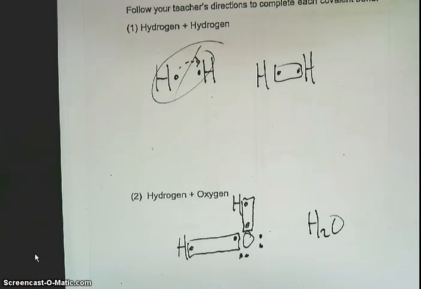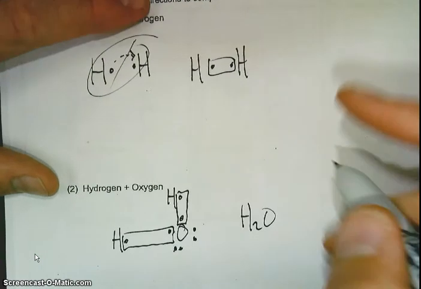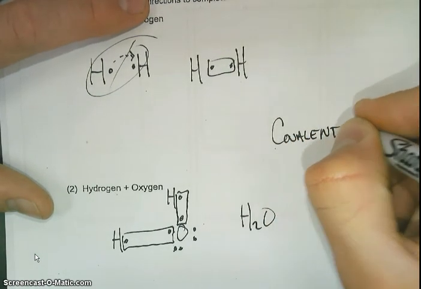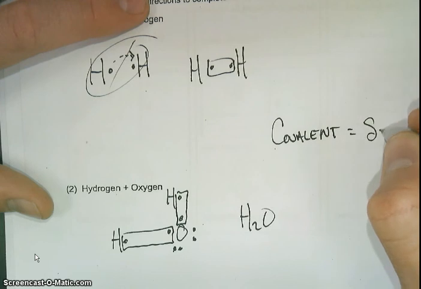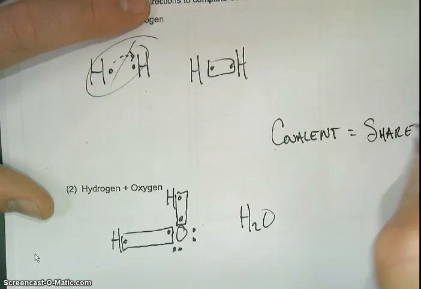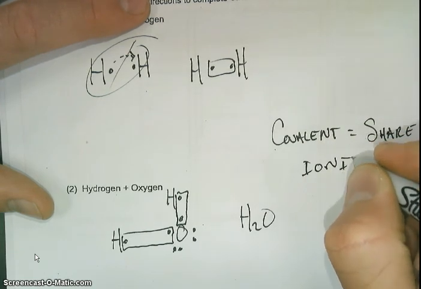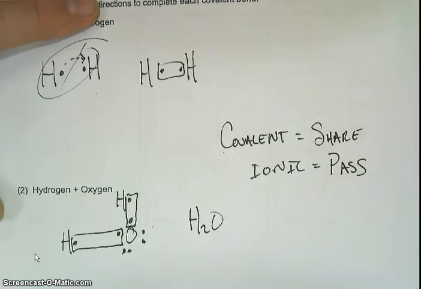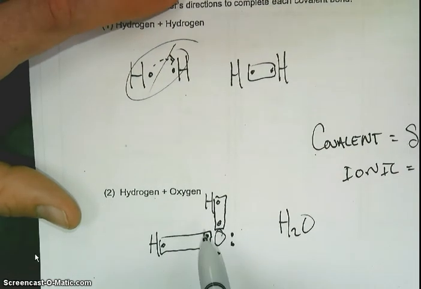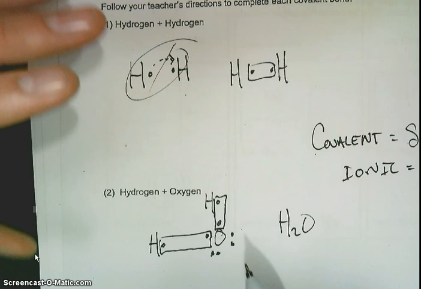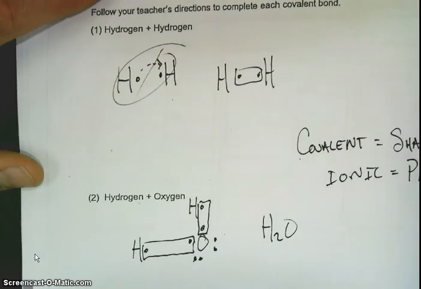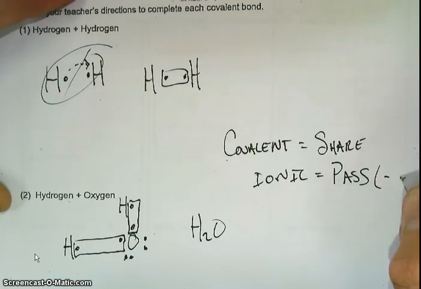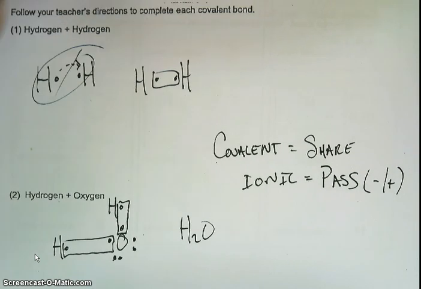Just for your information, covalent means that they share. Ionic means that they will pass. Because they're sharing, the electrons will squeeze these atoms together to form a bond. In ionic, they'll pass them, and the negative-positive difference is what will bring them together.